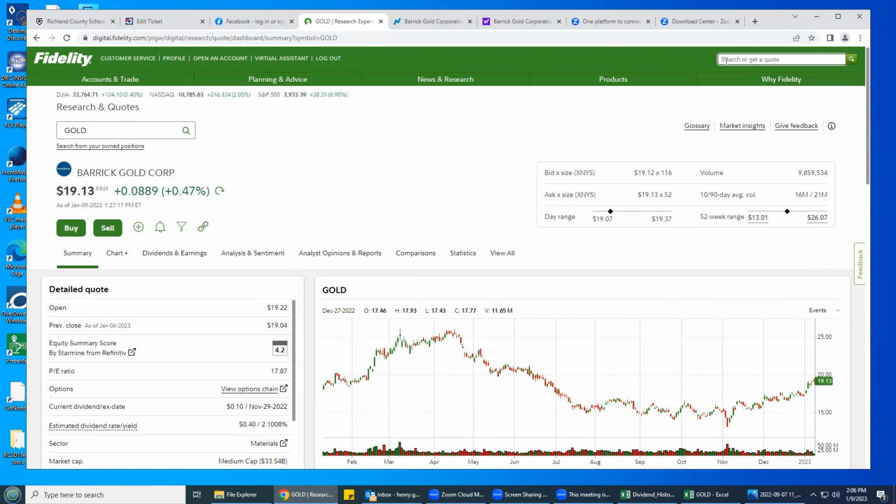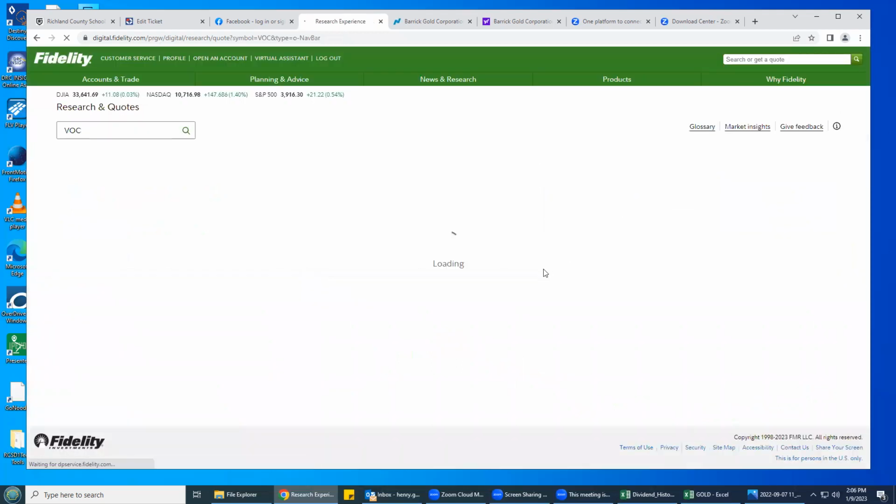So the symbols that we were going to look at was VOC, and we're going to look at a 1-year and a 5-year chart.